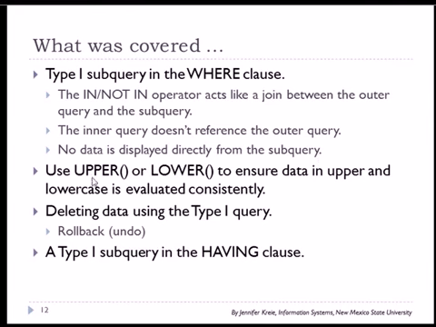You've seen an example of using the upper function. There's a corresponding lower function, so if you're evaluating text that may be in mixed upper and lower case, these functions will help you evaluate that consistently. We deleted data using the type 1 query and then used rollback to undo that. And we looked at an example of the type 1 subquery in the having clause.